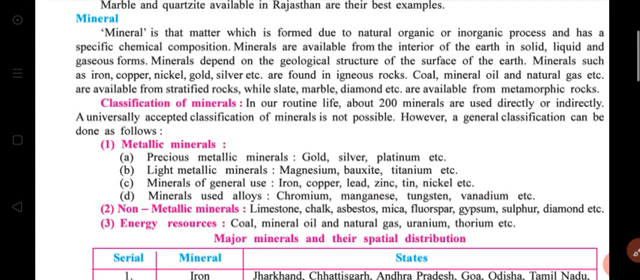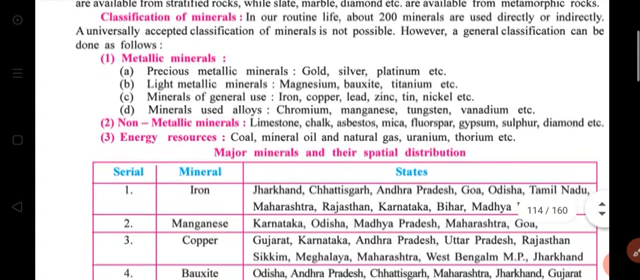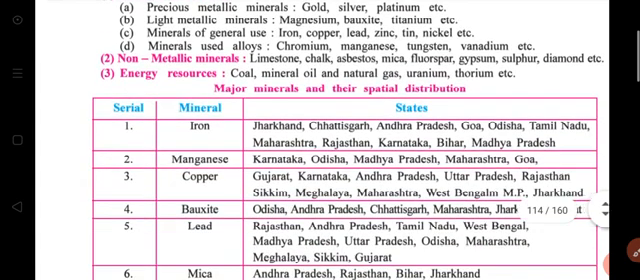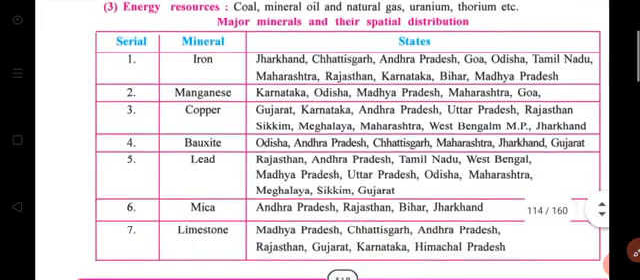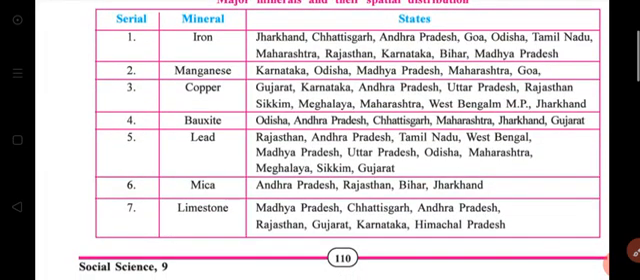There are metallic minerals, non-metallic, and energy resources. In metallic minerals, there are four types: precious, light metallic, minerals of general use, and minerals used in alloys. Then non-metallic: limestone, chalk, asbestos, mica, fluorspar, then gypsum, sulfur, diamond, etc. And in energy resources, this table provides them, but this table we can learn and also verify in the lecture of the map.